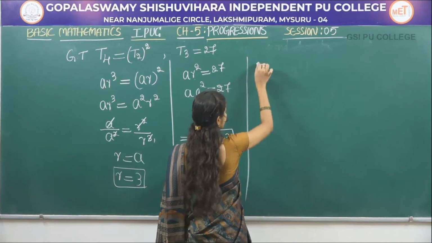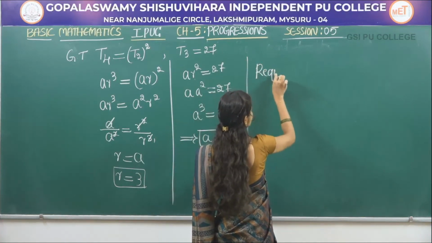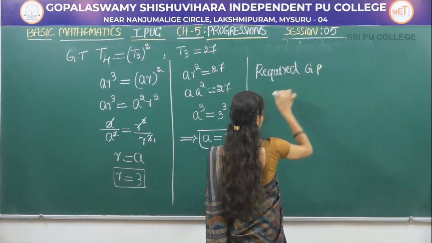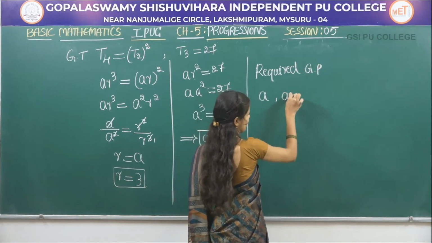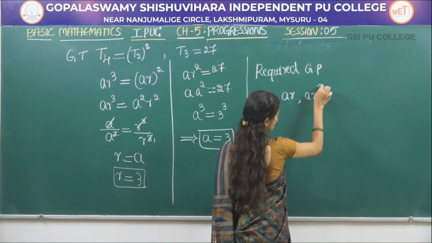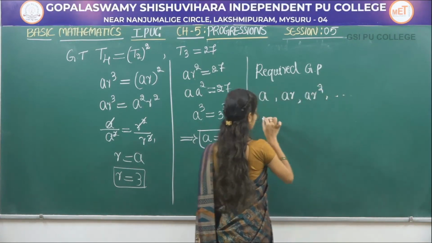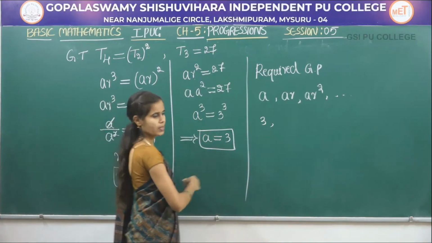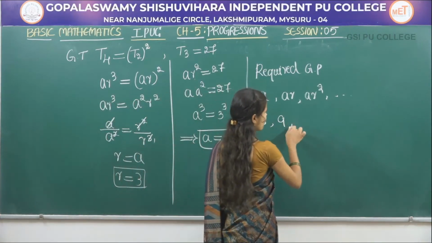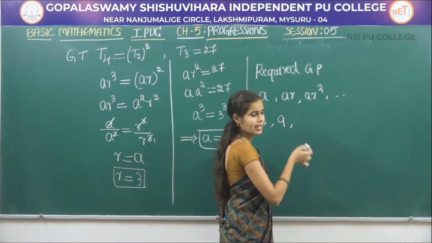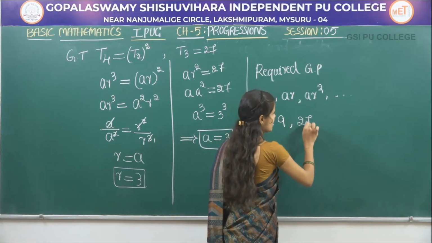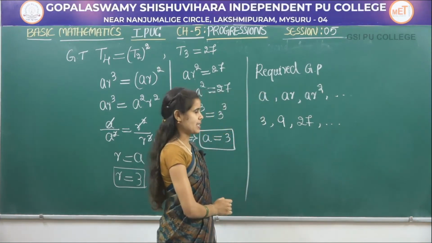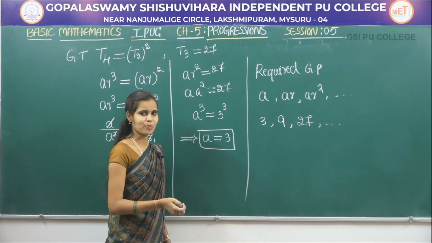Now, the required GP. Required GP is A, AR, AR square, etc. So A means 3, A into R: 3 into 3 is 9. R means 3, 3 square is 9, 9 into 3 is 27, etc. So the required GP is 3, 9, 27, etc. Okay, next problem.